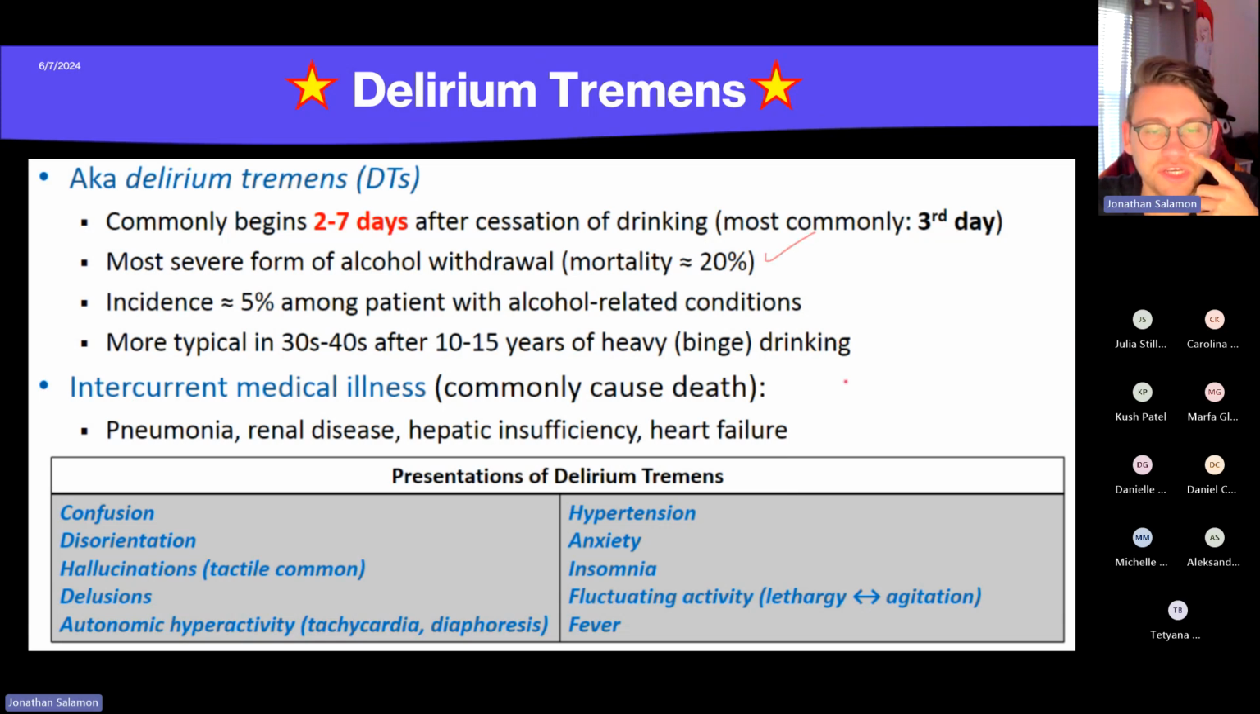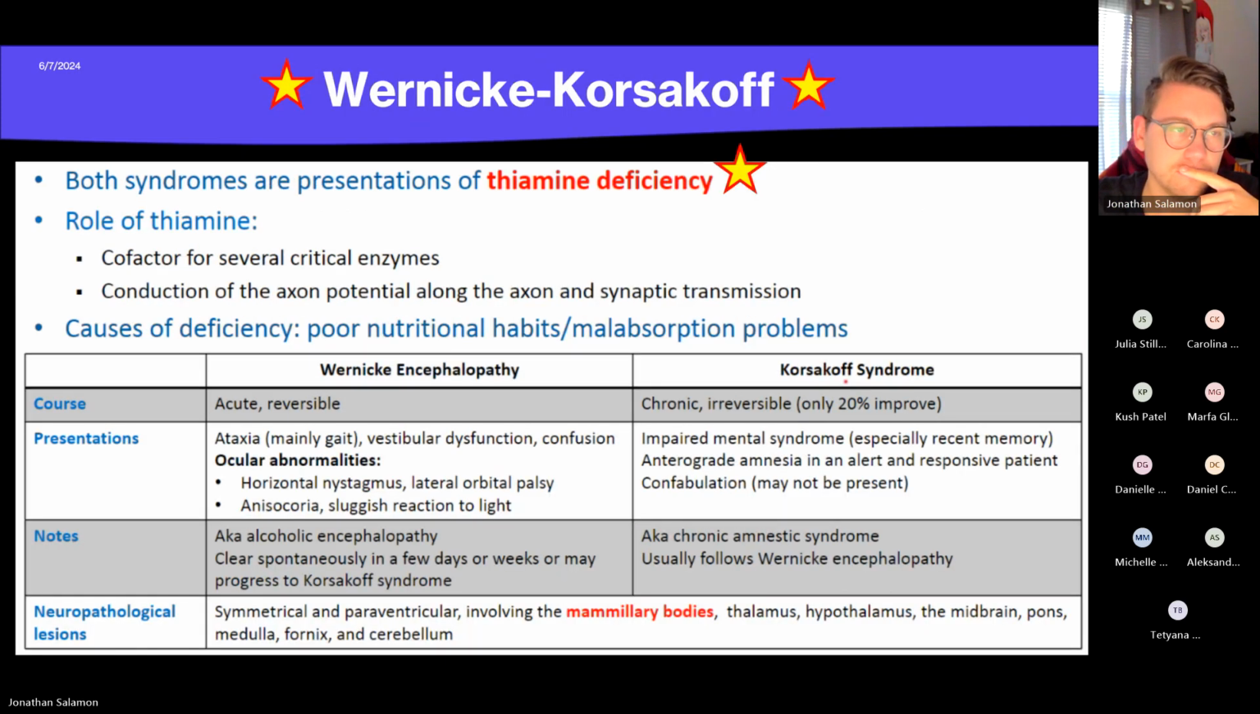%20 mortality rate by the time you reach it. And then the other big thing too, alcoholics, Wernicke-Korsakoff syndrome, thiamine deficiency, also known as beriberi. Don't forget wet versus dry. The only real difference between wet and dry beriberi is cardiac involvement.